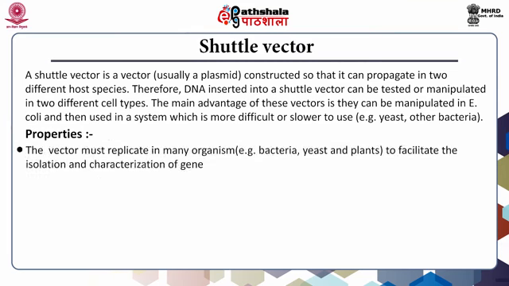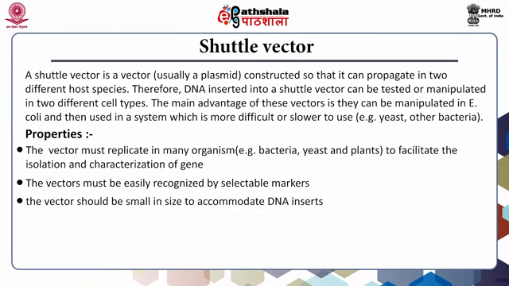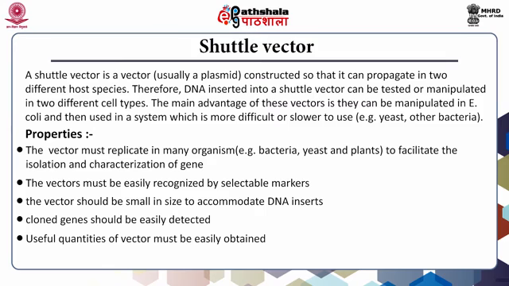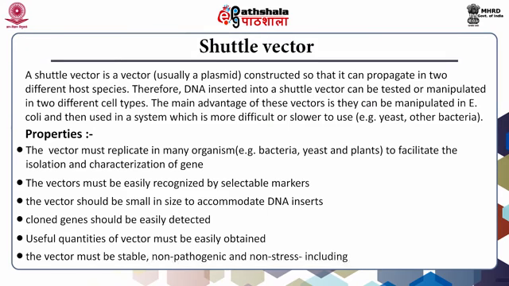Properties. The vector must replicate in many organisms, for example bacteria, yeast and plants, to facilitate the isolation and characterization of genes. The vectors must be easily recognized by selectable markers. They should be small in size to accommodate DNA inserts. Cloned genes should be easily detected. Useful quantities of vector must be easily obtained. The vector must be stable, non-pathogenic and non-stress inducing.